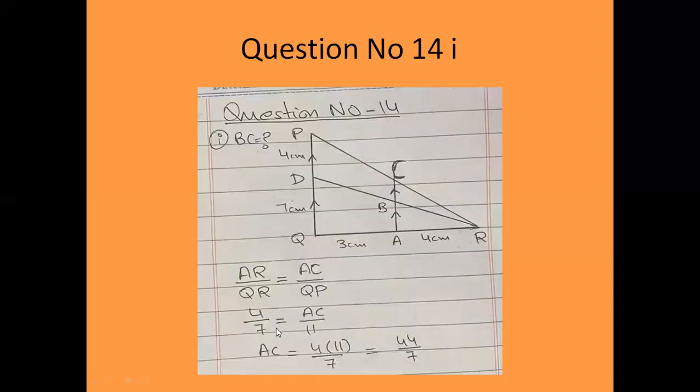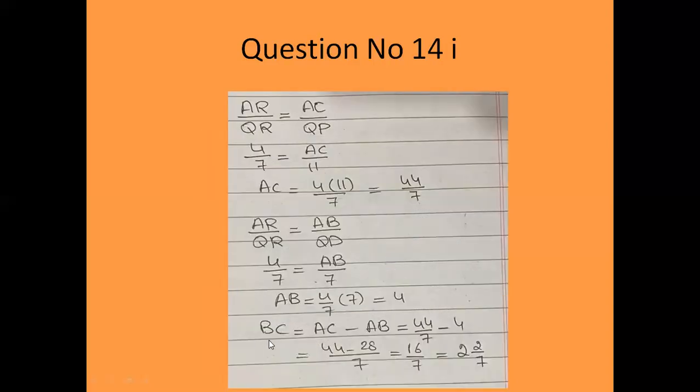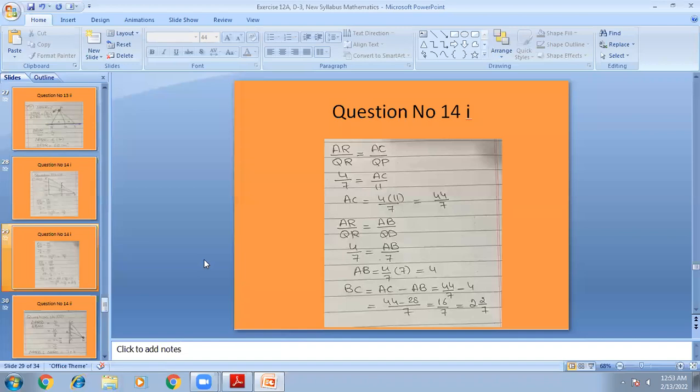Once you know the value of the AB, now I know the value of the AC and I know the AB value. From the AC value, I will subtract the value of the AB and I will get the value of BC. So here we go. BC will be equal to AC minus AB, and that will be 44 by 7 minus 4. I will take the LCM. So 44 minus 28, the whole thing divided by 7, equals 16 by 7. That's 2 whole 2 by 7. So that is how you do question number 14 and its first part. And let's go and check the next part.